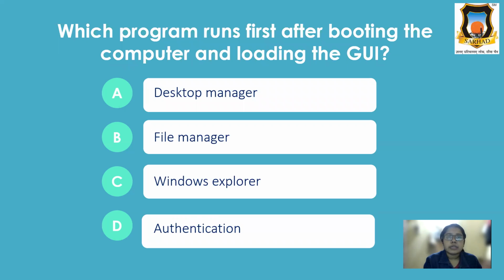Question. Which program runs first after booting the computer and loading the GUI? Option A, desktop manager. Option B, file manager. Option C, Windows Explorer. And option D, authentication. And the answer is option D, authentication.